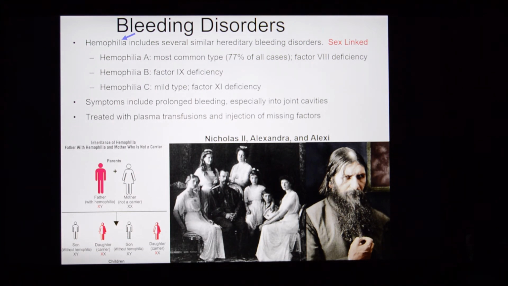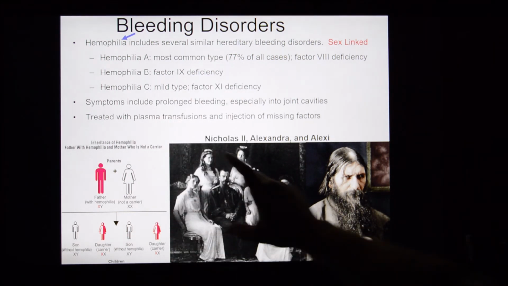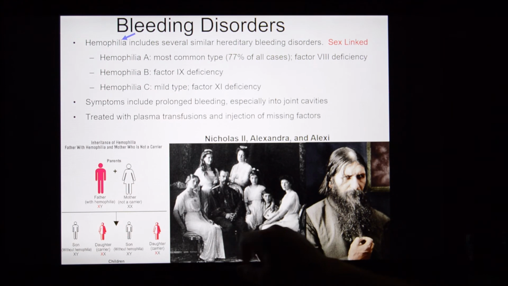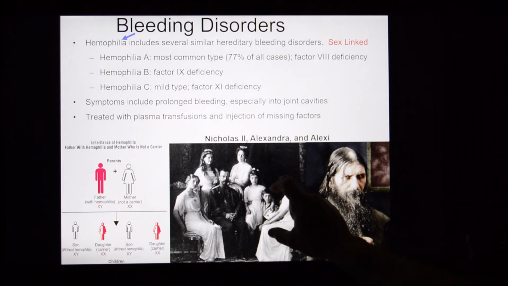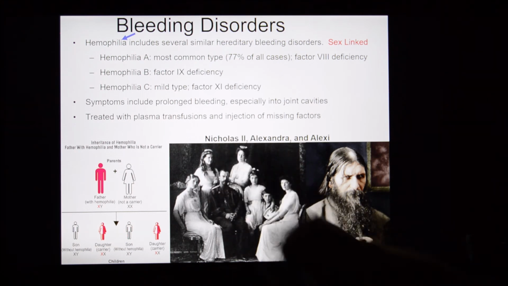Now, there's a famous example of this, and it involves the images that you see here. This is the last Tsar of Russia, Tsar Nicholas II, and his son, Alexei. I forget which one's his wife. I believe that's Alexandra in the back.